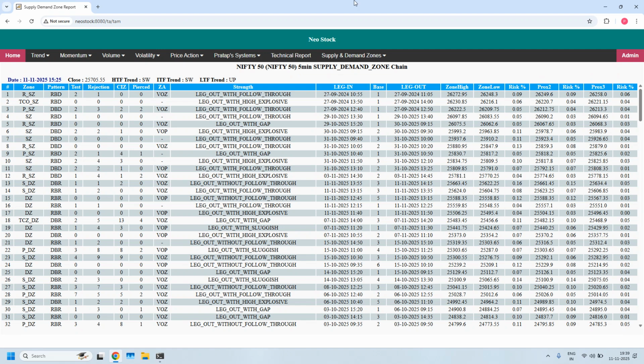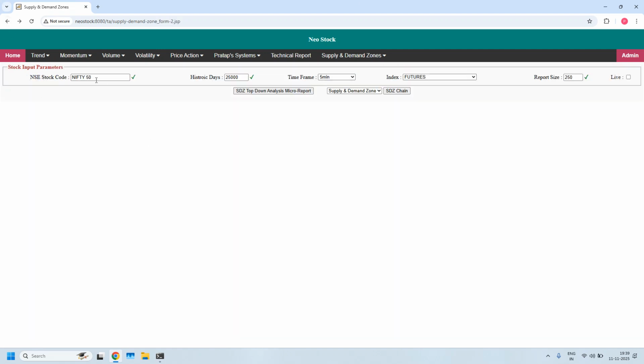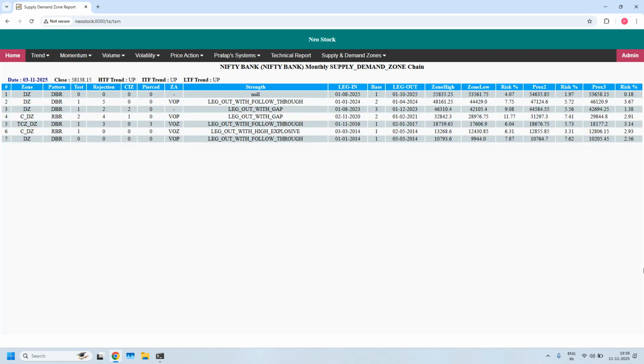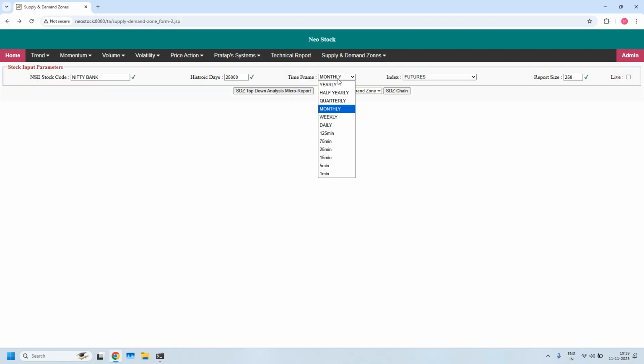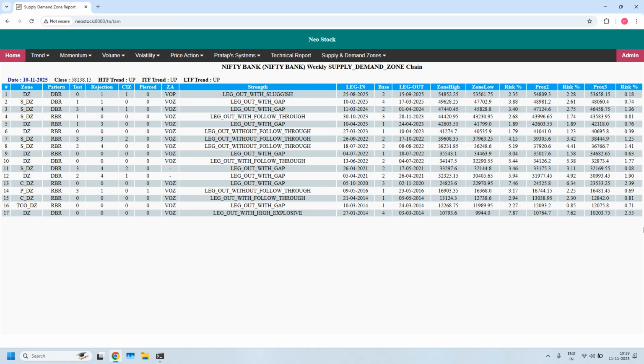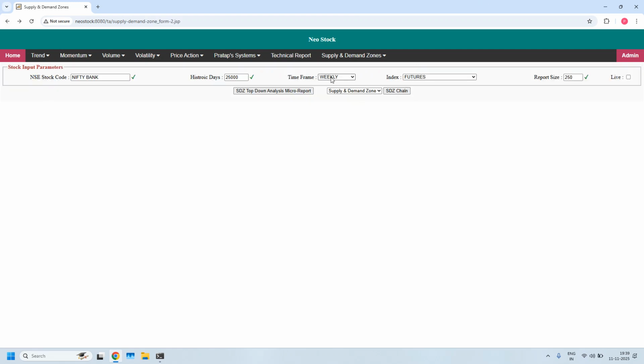Next, I will generate BANKNIFTY supply demand zone chain report, starting with monthly time frame. I am generating BANKNIFTY supply demand zone chain. Next, generating a weekly supply demand zone chain for BANKNIFTY. Next, generating daily supply demand zone chain for BANKNIFTY.